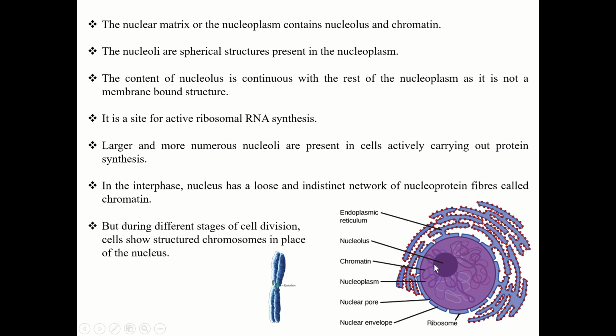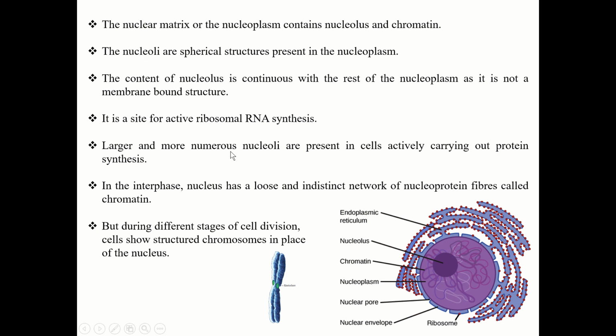It is a site for active ribosomal RNA synthesis. So RNA synthesis takes place in the nucleolus. Okay. Now, you should not get confused between the nucleus and nucleolus. Nucleolus is present in the nucleoplasm and this is the nucleus. Okay. So, the nucleus is a double membrane bound structure, whereas the nucleolus is not.